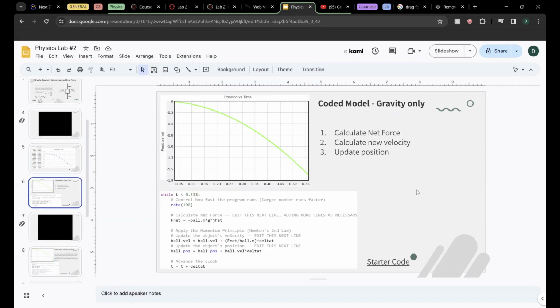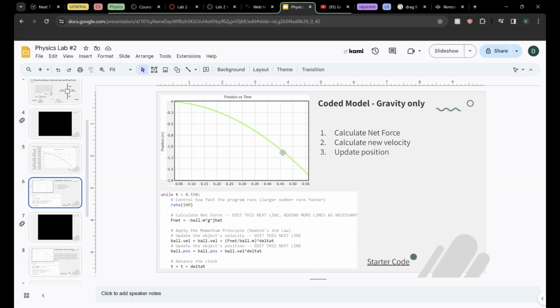We just have to calculate the net force, which is down here, the negative mass of the ball times gravity times j hat, and then calculate the new velocity using velocity update, which is the momentum principle: ball velocity plus F net divided by the mass times delta t. Then we have to update the position with the new velocity, so ball position plus ball velocity times delta t. And then the clock just advances, and we get this graph.